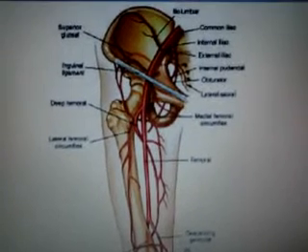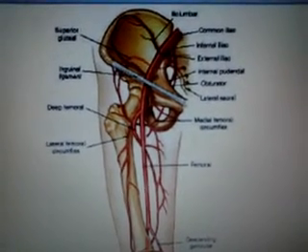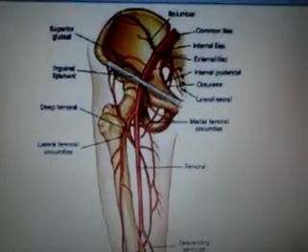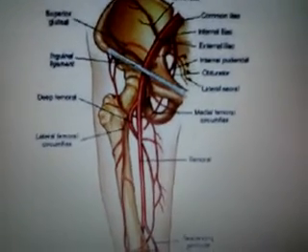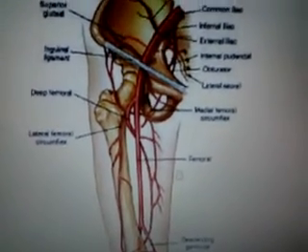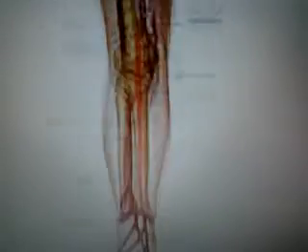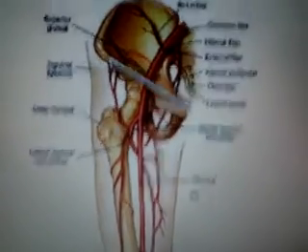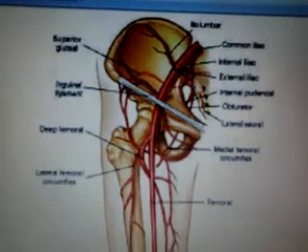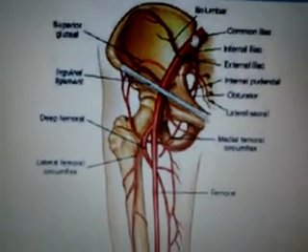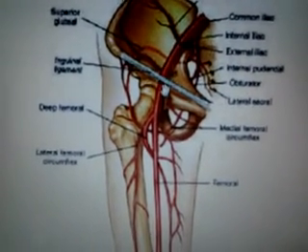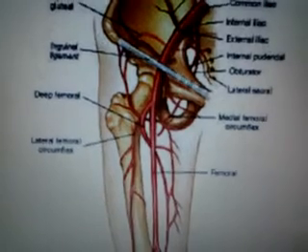Basically, this is an image pulled from the internet, showing the anterior aspect of the lower limb with all its arteries. So, starting at the top here in the pelvis, we have the external iliac artery. The external iliac artery passes beneath the inguinal ligament.